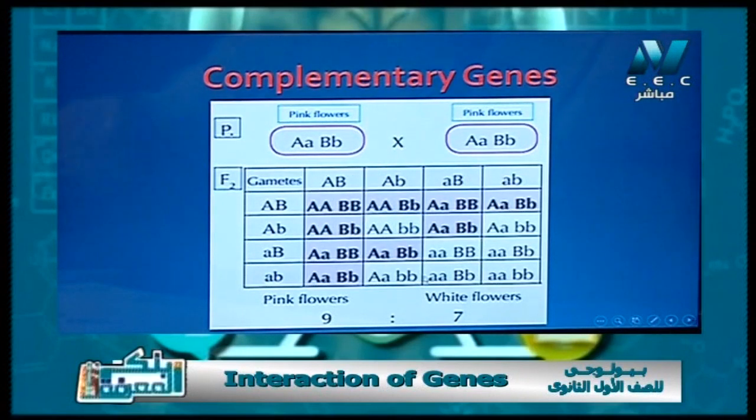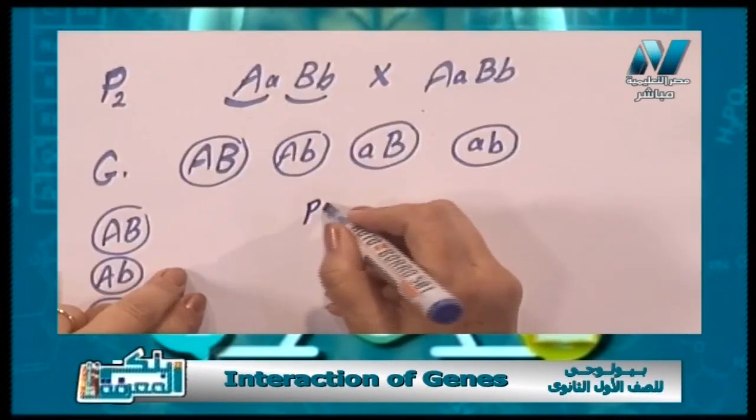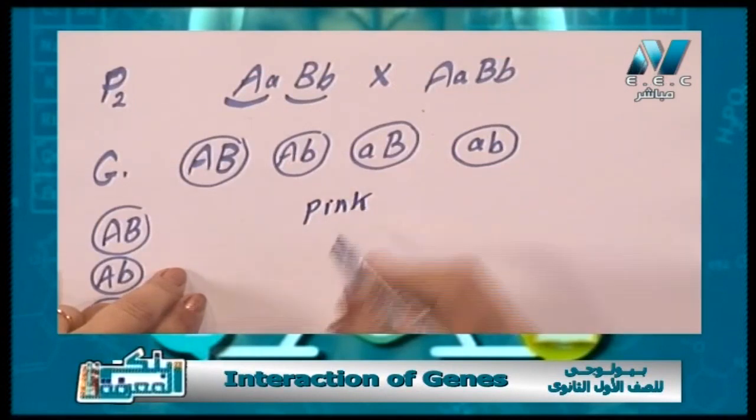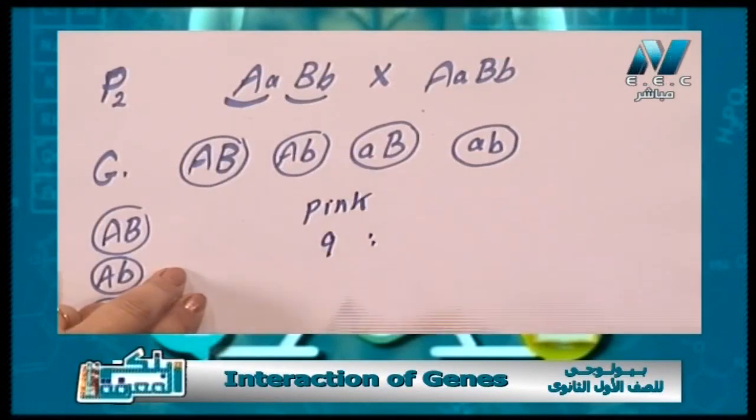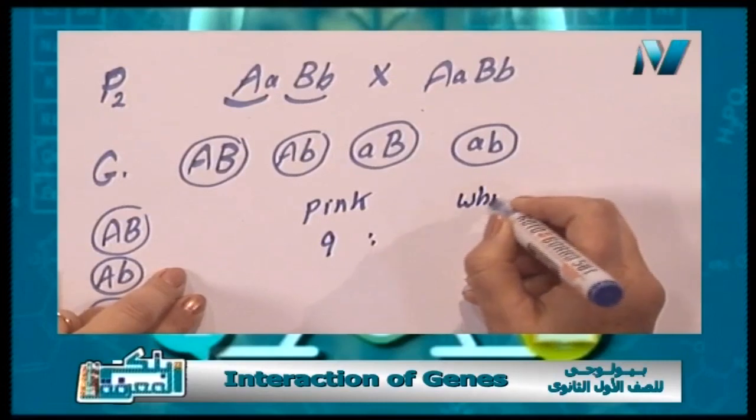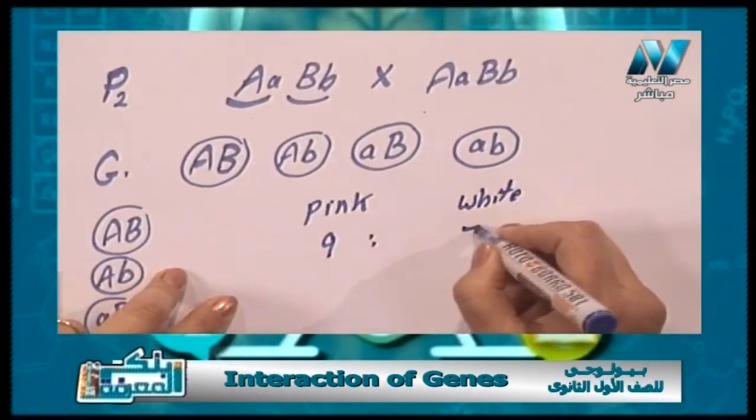By counting the number of individuals with pink flowers, they are 9. But what about white flowers? Yes, 7.